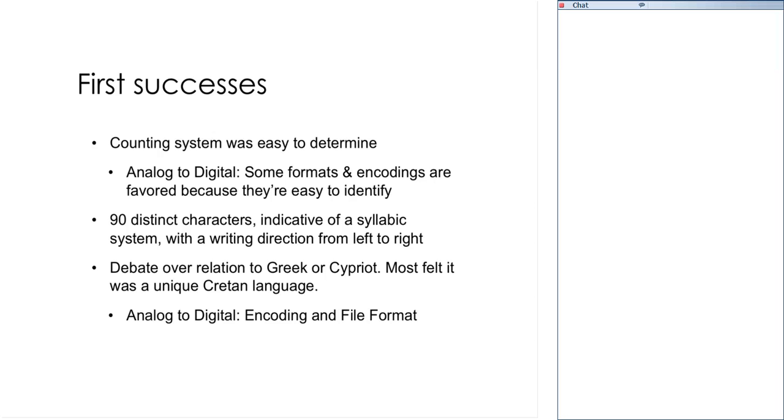There were 90 distinct characters identified, which indicated a syllabic system rather than an alphabet or an ideogrammatic one with pictograms. And then there was a debate over whether it was Greek or Cypriot, or many people felt it was a unique Cretan language. And this, again, is an issue that we're trying to avoid in digital preservation.